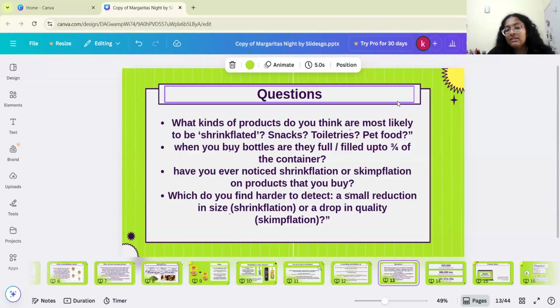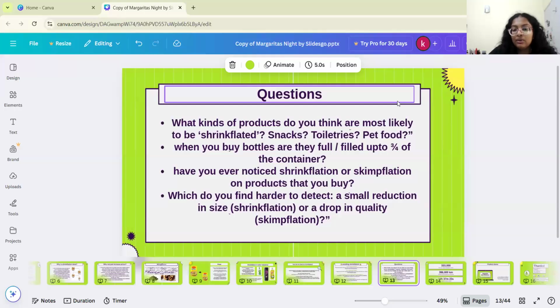So the next question is, when you guys are buying bottles, do you notice that they're kind of three-fourth filled, like three-fourth of the way filled instead of fully filled? Does anyone notice that? Can you guys raise your hands if you notice that? So see, that is shrinkflation. That is one of the more obvious forms of shrinkflation.